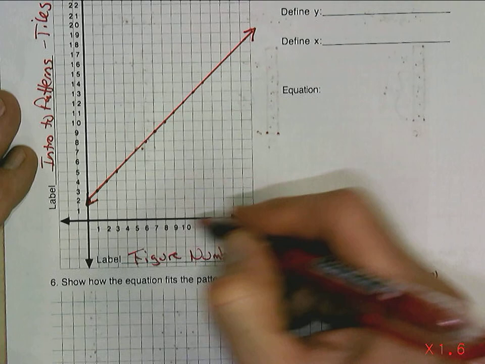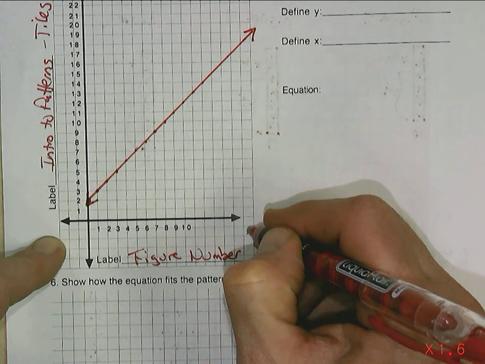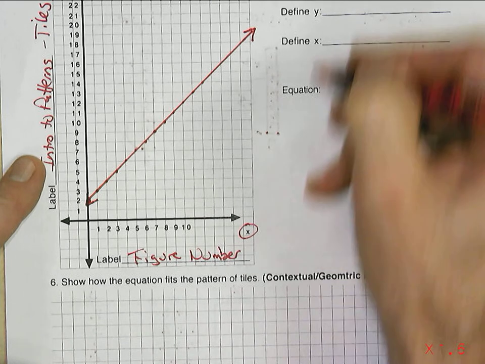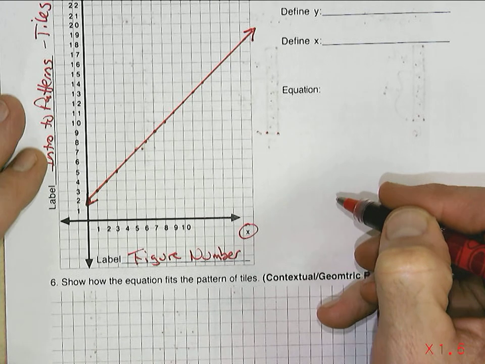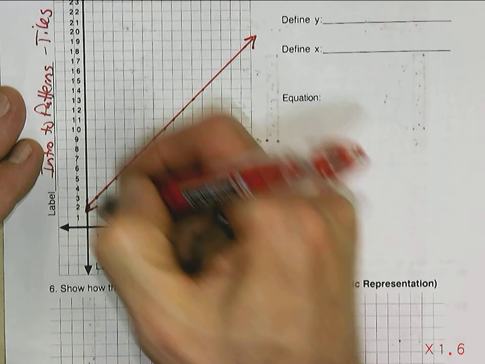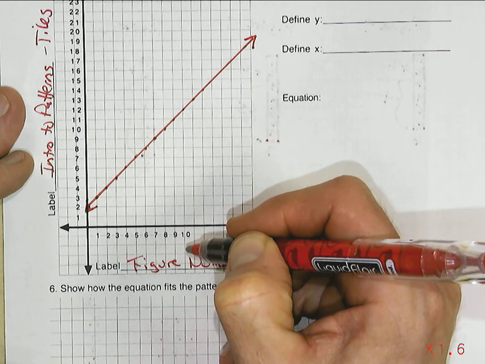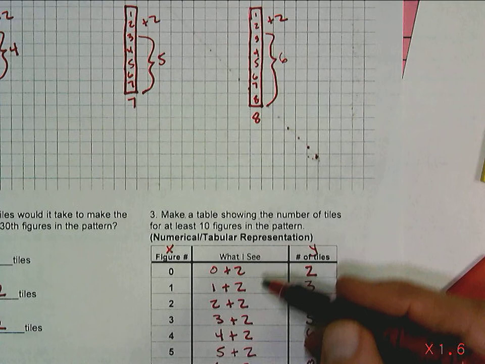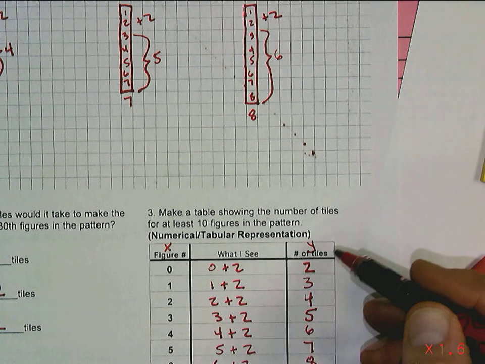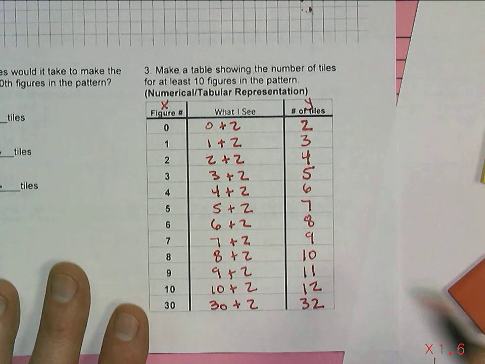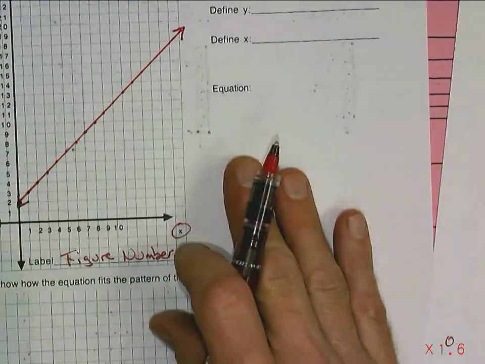And so we want to define these different labels here because we have our x and our y, and we're going to use those now to write an algebraic expression or an algebraic representation. So what we just did here was a graphical representation of the pattern. What we first did over here is what's called a tabular or numerical representation. So we make a table and we represent the pattern here. And so now we're going to represent the pattern with an equation.